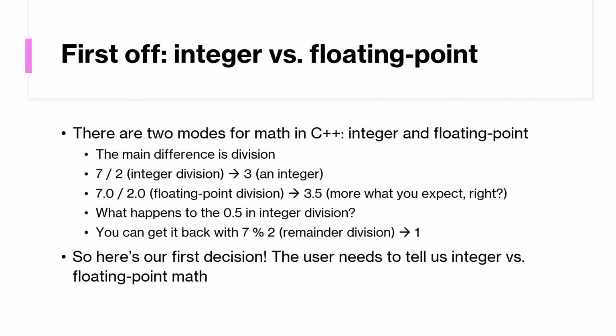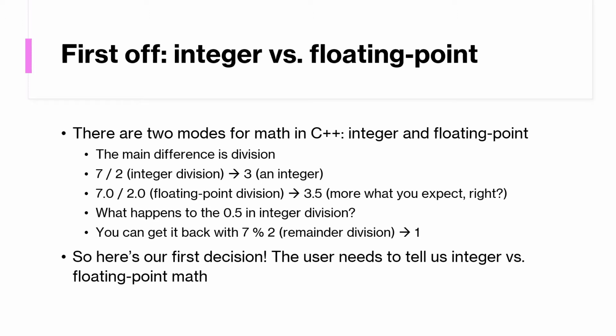Now, if you do 7.0 divided by 2.0, where one or more of the operands is a floating point number, you'll get 3.5, which is more what you expect, because C++ will default to floating point division in that case.